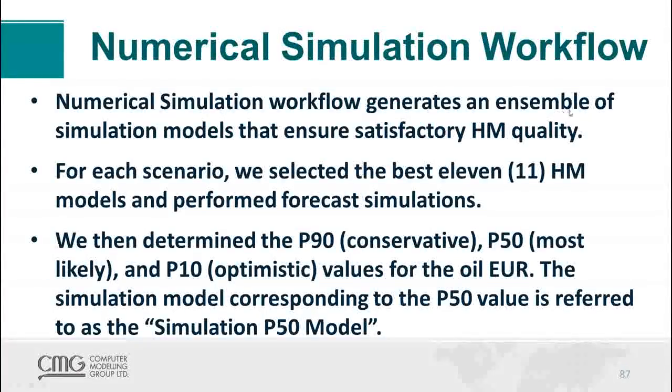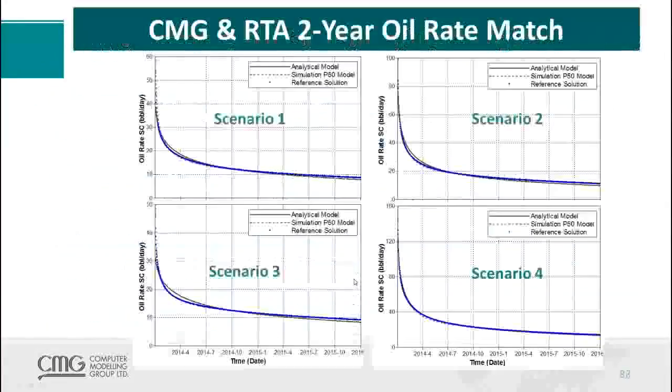The numerical simulation workflow generates an ensemble of models so that we ensure a satisfactory history match. And in this case, we're going to take the 11 best history match models for carrying forward into the forecast period. We then apply statistical techniques to determine the P90, P50, and P10 case. And we're going to focus mostly on the numerical results from the P50 models.